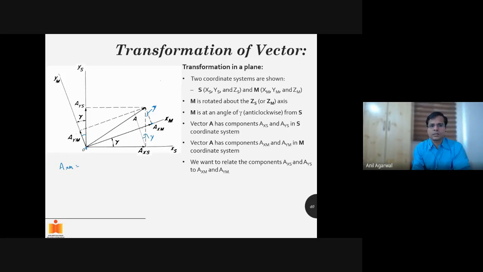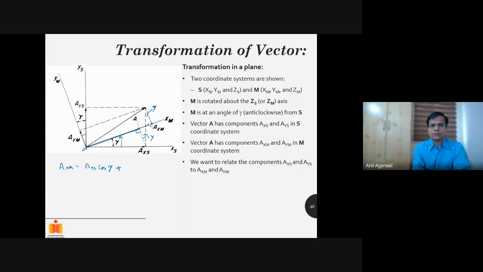Right? So AXM is nothing but the summation of, let me see, AXS cos gamma. So AXS cos gamma will be this much, from here to here. And this much. So AXM is nothing but a summation of this part and this part, wherein this part is nothing but AXS cos gamma. This is the gamma angle, right? So AXS cos gamma, this is 90 degrees. So this part is AXS cos gamma. You are with me? Plus this part.